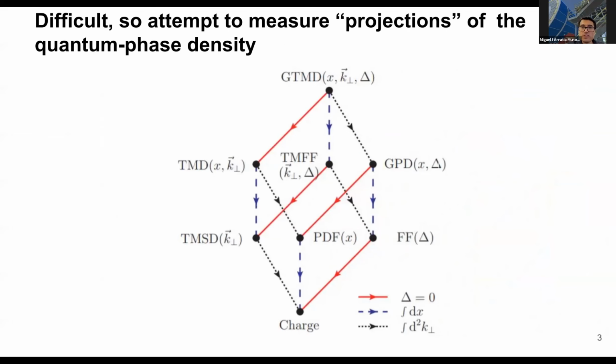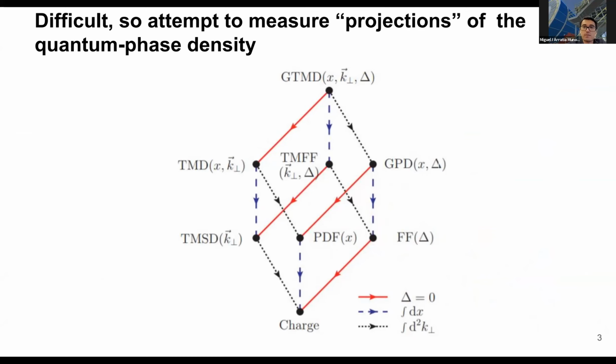But that is difficult. So what we do instead is to try to measure projections of this model distribution, which is a Wigner function. And what we do instead is to measure projections of this quantum density. And there are various ways in which you can project the complete quantum density in terms of rather momentum dependent position or momentum space. And there are different ways that you can connect one another.